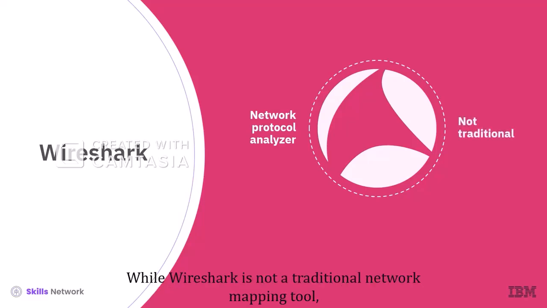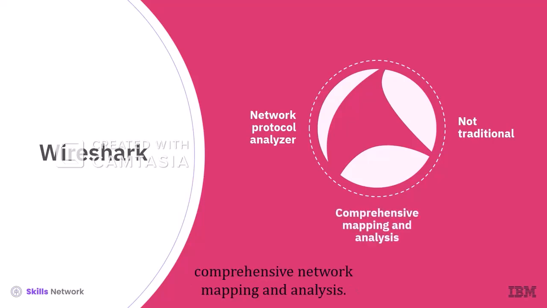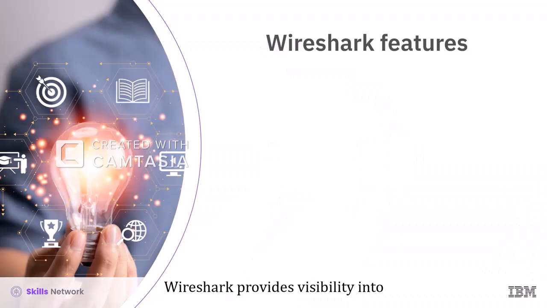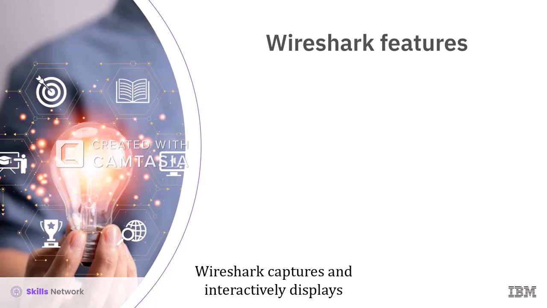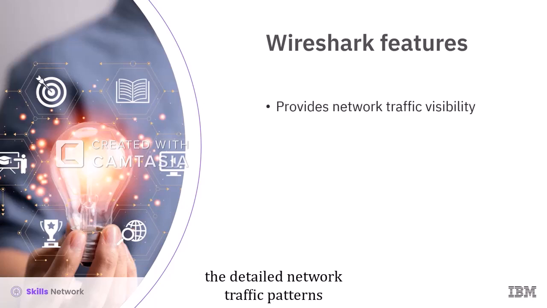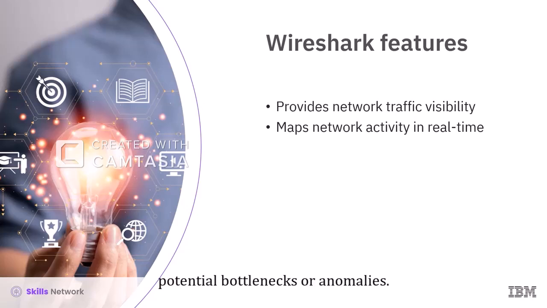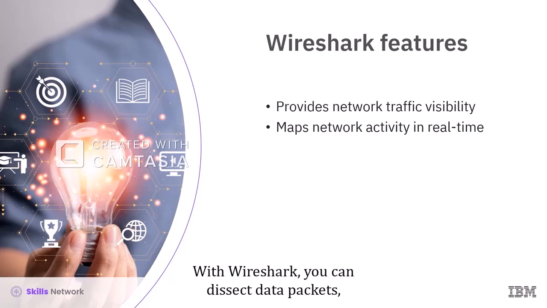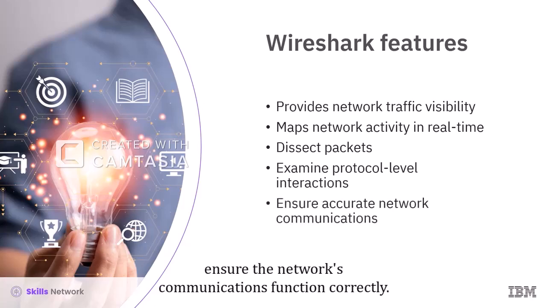While Wireshark is not a traditional network mapping tool, it provides features that enable you to deep dive into the network necessary for comprehensive network mapping and analysis. Wireshark provides visibility into the specific network traffic details. Here's how. Wireshark captures and interactively displays the detailed network traffic patterns that occur as data packets traverse the network. These patterns help identify potential bottlenecks or anomalies. With Wireshark, you can dissect data packets, examine protocol-level interactions, and ensure the network's communications function correctly.